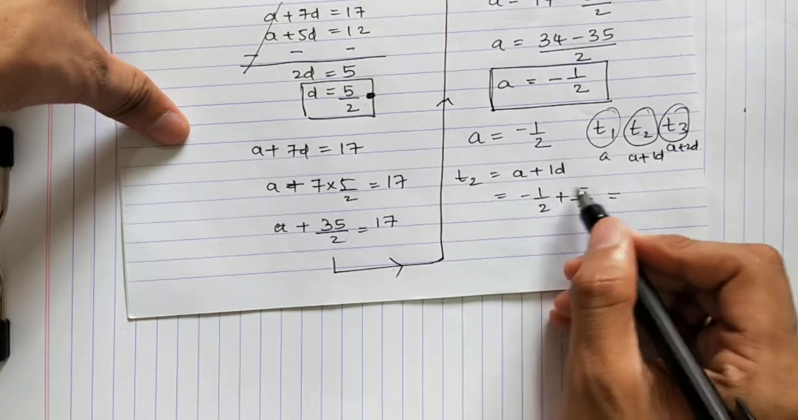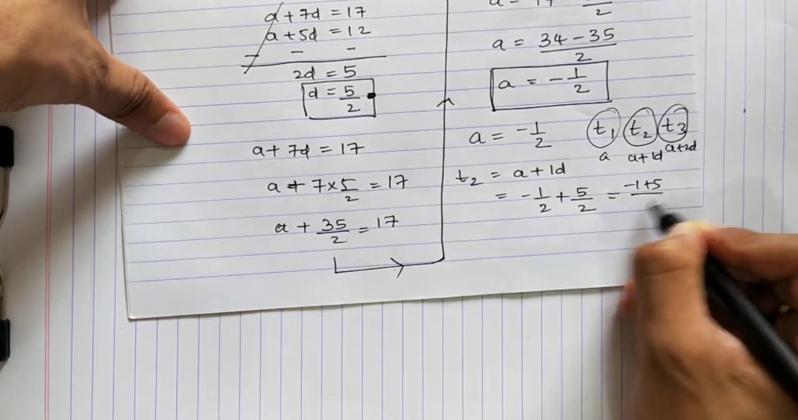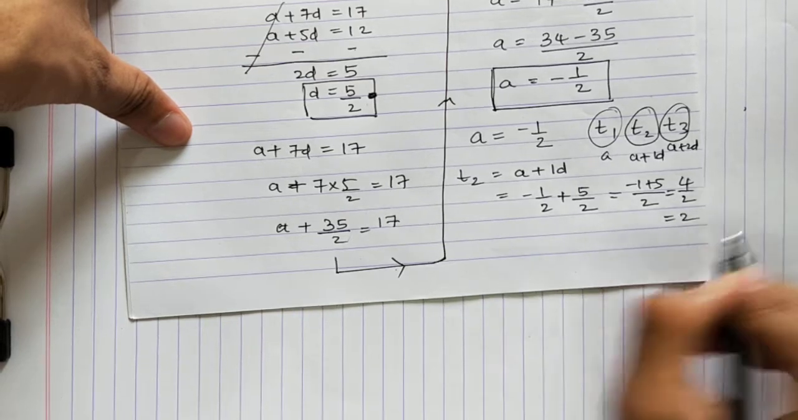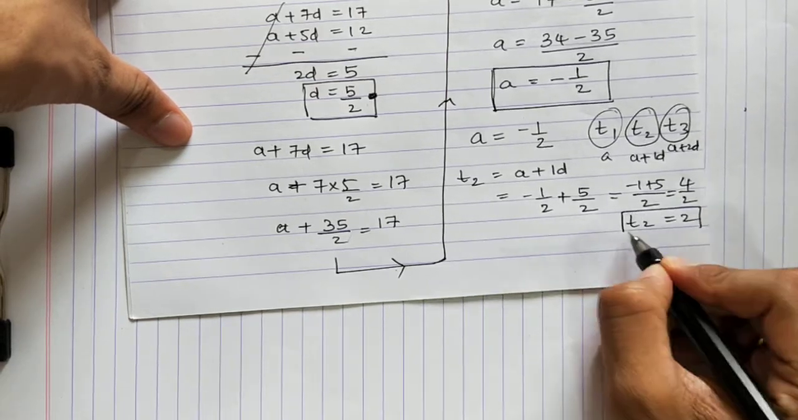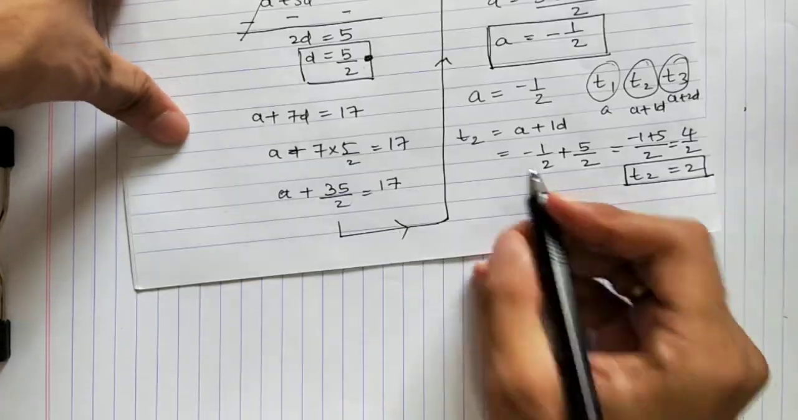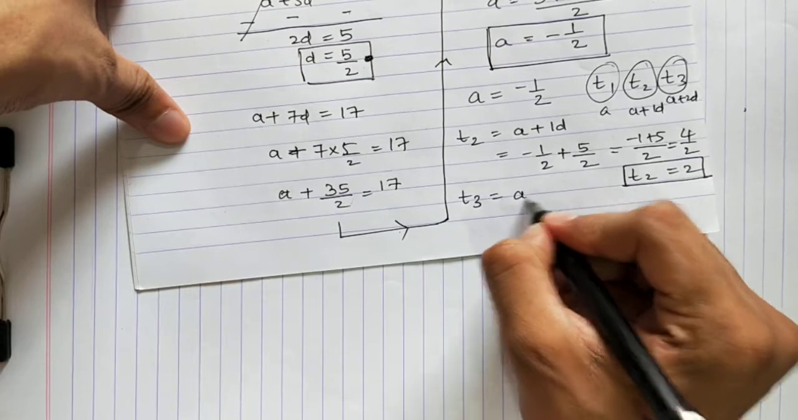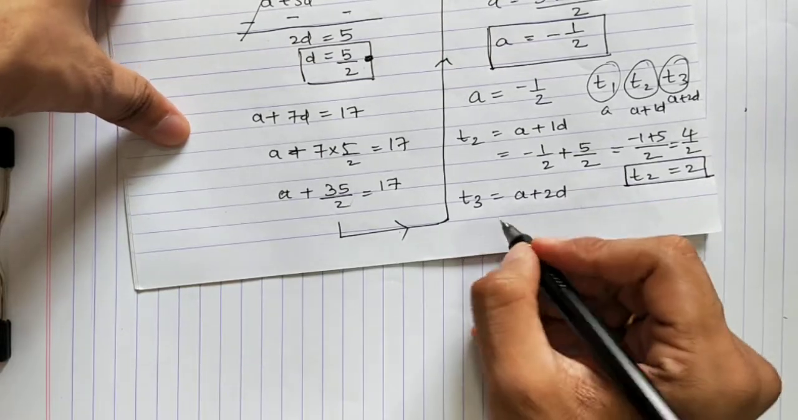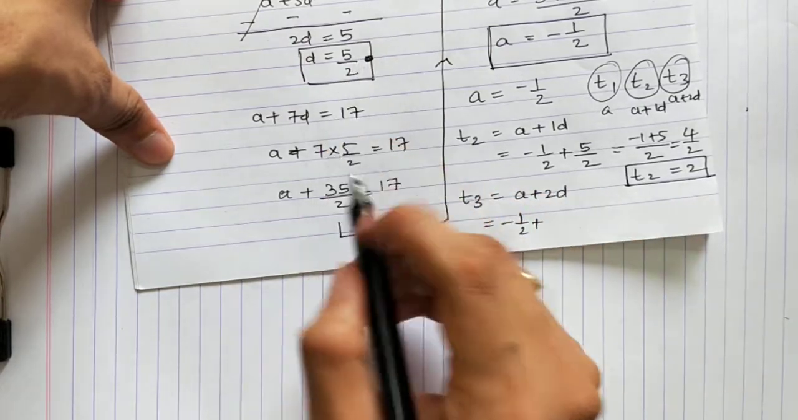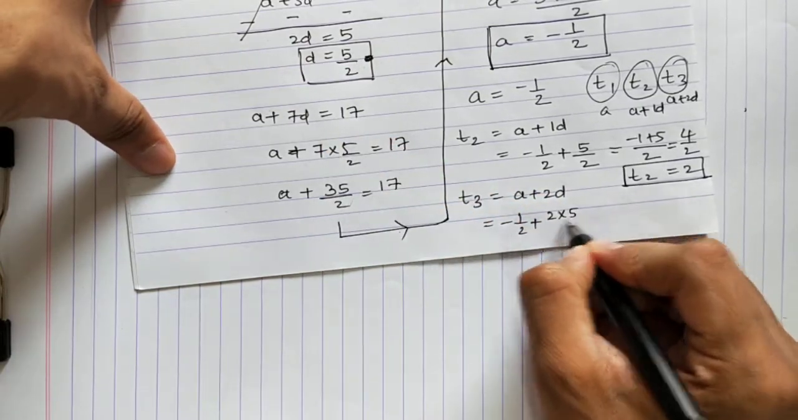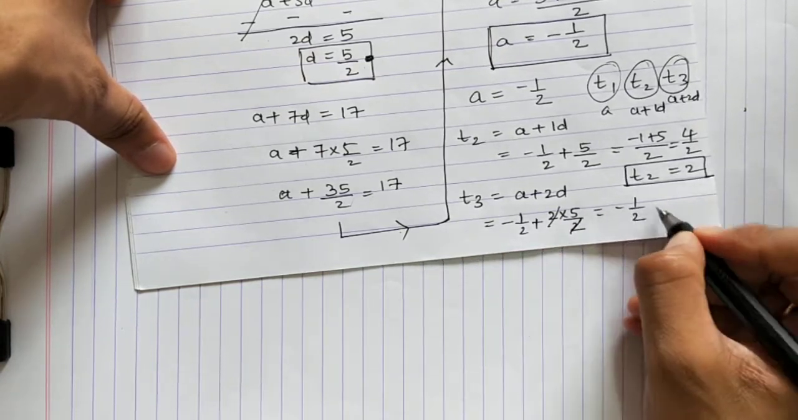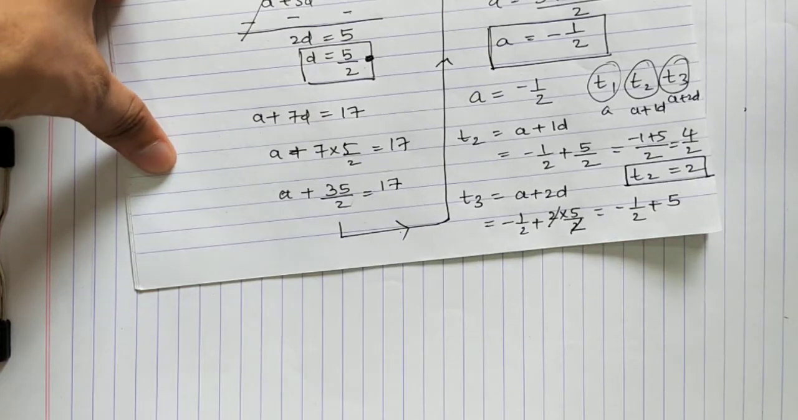So for the second term, minus half plus 5 upon 2. The denominator is the same, so minus 1 plus 5 upon 2. So 5 minus 1 is 4 upon 2, that is 2. So I got the second term value as 2. The first term I already have as minus half. Now the third term. The third term is A plus 2D. So A is minus half plus 2D. What is D? D is 5 upon 2. So what is remaining? Minus half plus 5.